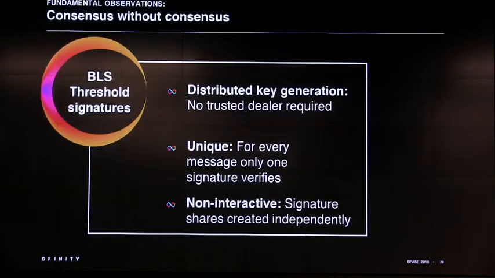At Dfinity, we use BLS threshold signature to do this process of creating the randomness. First, we do a distributed key generation to set up the group, because we need a k out of n threshold group, and for that we need to generate the keys for each party. Then after that, we run a BLS signature scheme on the first randomness. So we assume there is a first randomness.